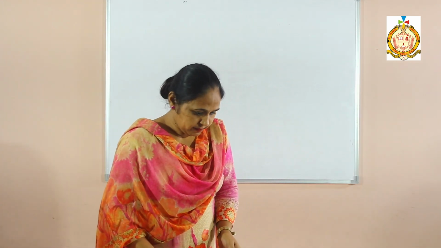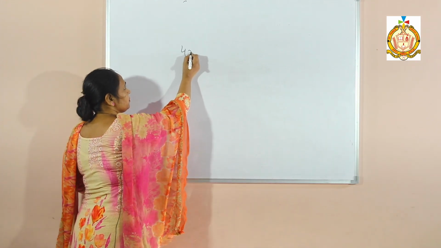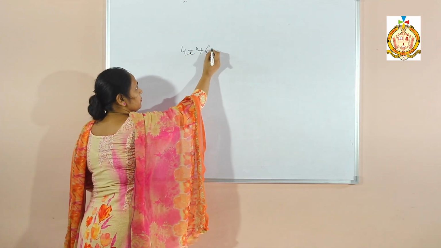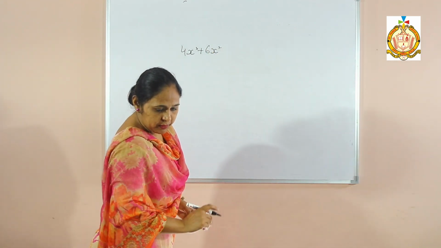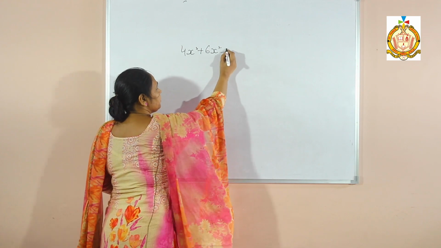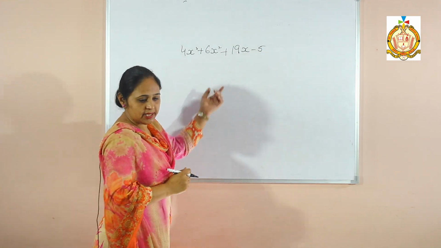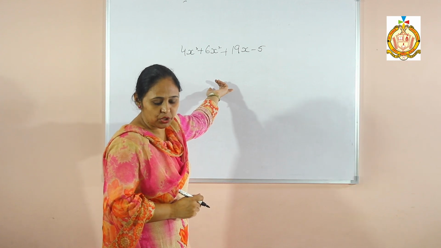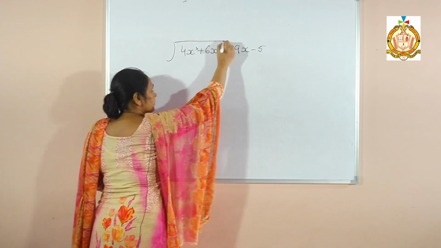The value is given: 4x cube, 6x square, plus 19x, minus 5. This is the given equation and we have to divide it with 2x plus 5.